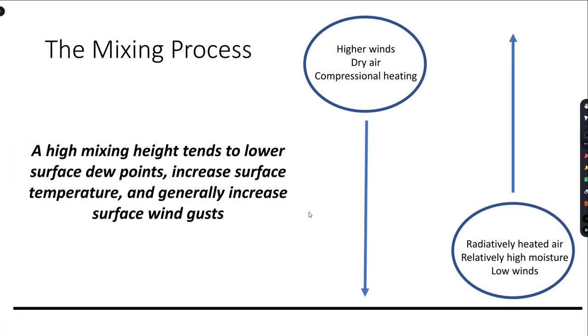A day with a very strong mixing process is going to result in higher winds and drier air mixing down to the surface and compressionally heating on the way down. Meanwhile, you're taking radiatively heated air that has relatively high moisture and low winds, and bringing that to higher areas of the atmosphere. In essence, a day that has a high mixing height tends to lower the surface dew points by bringing in drier air from aloft. It increases your surface temperature through compressional heating, and it generally increases your surface wind gusts because you're transporting air that has higher momentum from aloft to the surface. Higher mixing heights tend to promote larger fire growth because of this process.